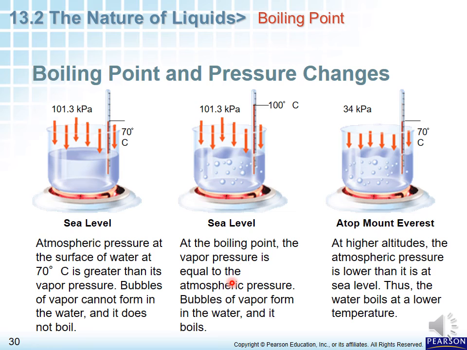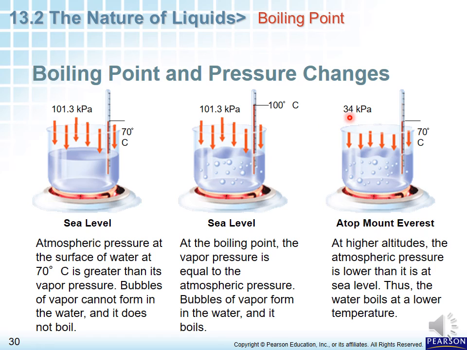Now check here. When you increase the heat to 100 degrees Celsius, then you can find bubbles inside the water. Why? Because at 100 degrees Celsius, the vapor pressure of the liquid equals the atmospheric pressure, which is called the boiling point. So that's why we call 100 degrees Celsius the boiling point of water at sea level. Remember, sea level means ground.